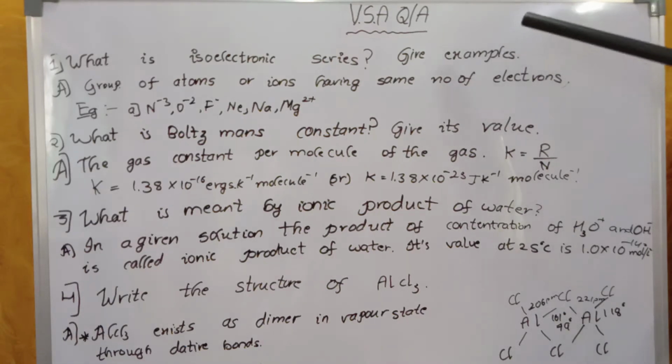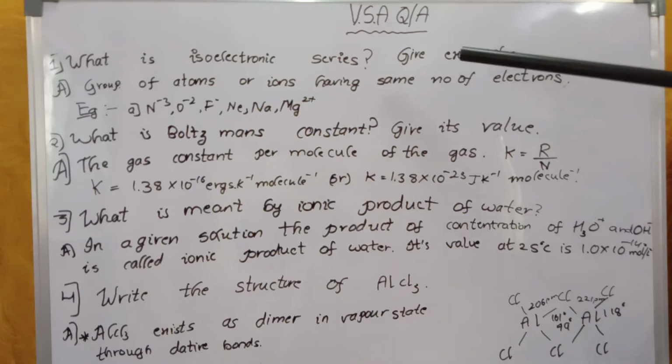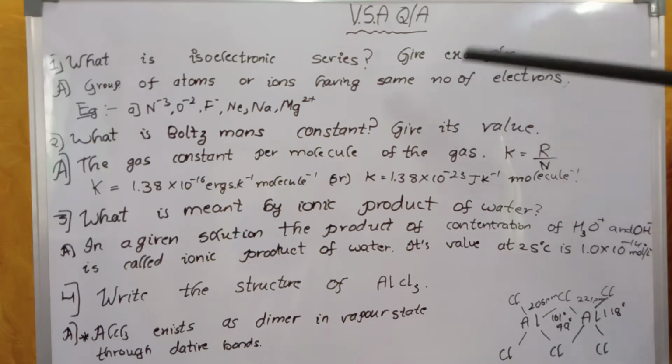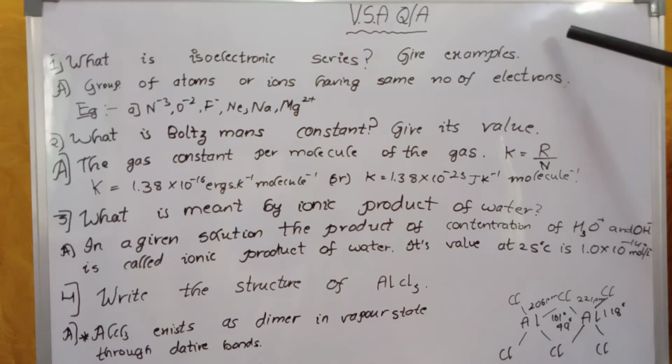Okay, dear students, today I want to give you some more important, very short answer questions from chemistry first year. The first question is, what is isoelectronic series? And give examples. I repeat the question once. What is isoelectronic series? And give examples. Here you learned that iso means same only.